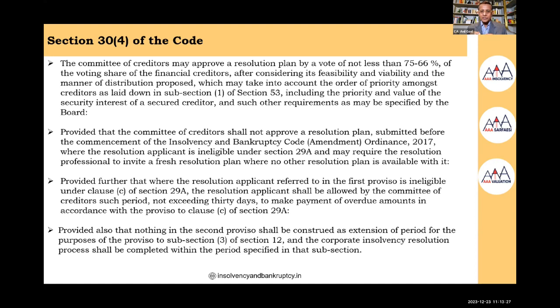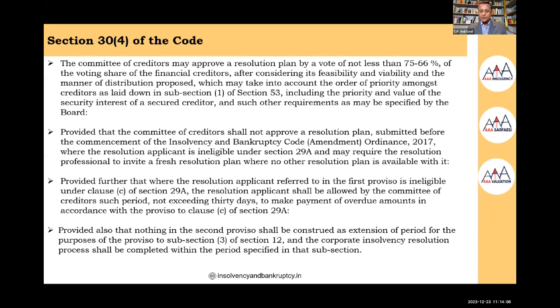Then is the priority of charges, like first charge, second charge, subservient charge, and also the value of the security interest of the secured creditor. Here, the word is secured creditor. When it comes to voting, the word is financial creditor. Ankit, can you see in the second line, the word used is financial creditor. When we are saying how the distribution will be made, the word used is secured creditor. That means voting will be done only by the financial creditors. However, the distribution will also be given to the secured creditor, and such other requirement as may be specified by the board. So that is very clear.